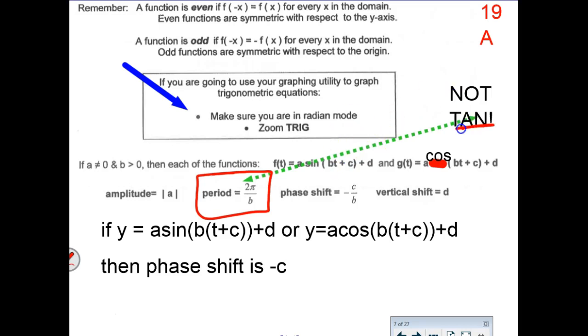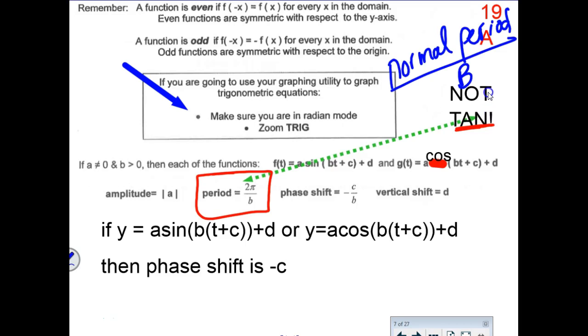If it's tangent, because its period is not normally 2 pi, the tangent formula, and actually everyone's formula, should probably be redefined as this. It's the normal period, whatever that happens to be, divided by b. So for tangent, the normal period is pi. So it's pi divided by b. For sine and cosine, secant and cosecant, it's 2 pi divided by b.